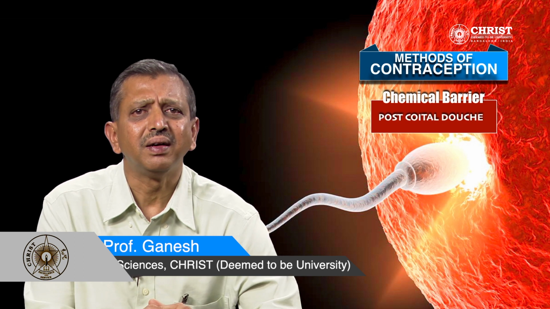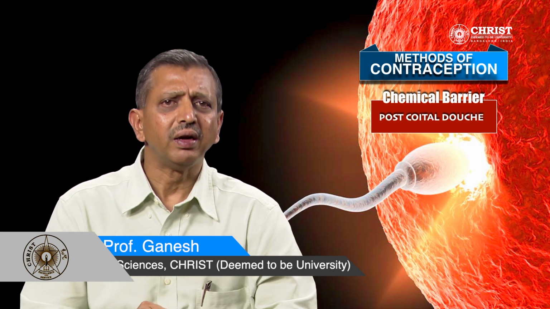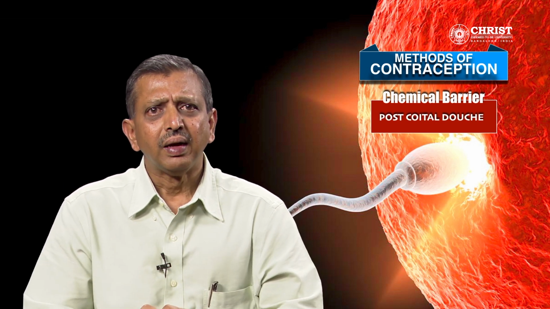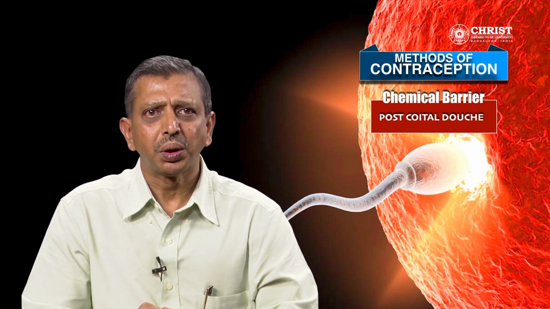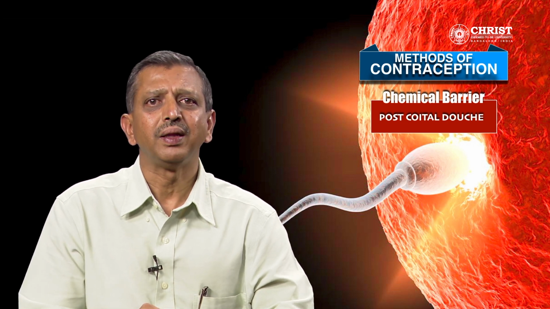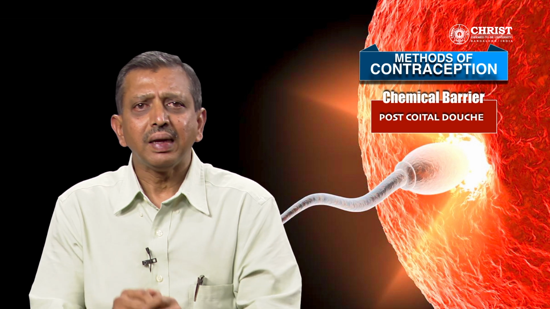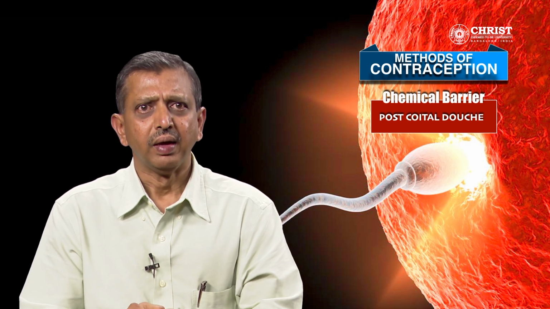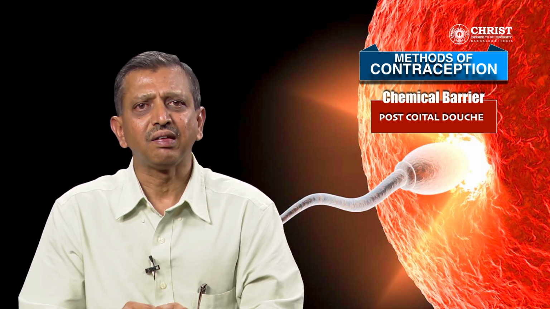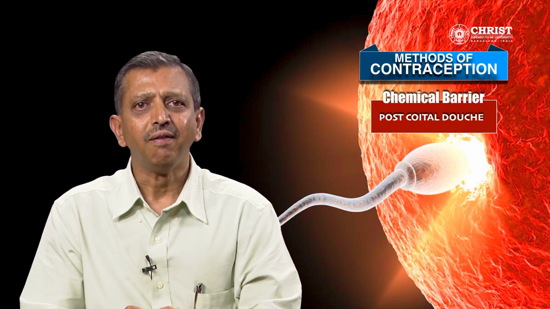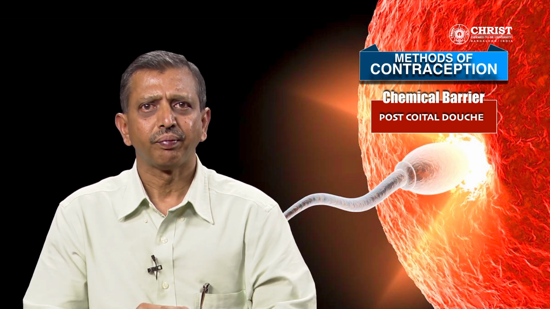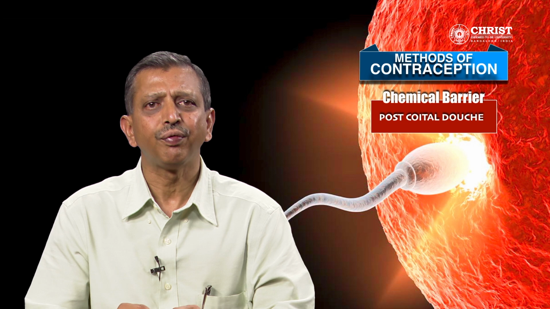The second method is postcoital douche. It is a spermicidal solution that is used by the woman immediately after intercourse. This solution is released or flushed into the vagina, which kills the sperms and washes the semen from the vagina.